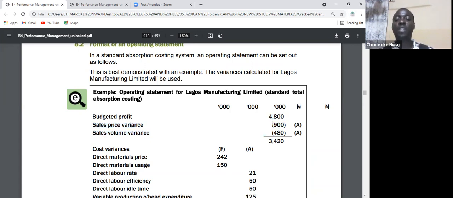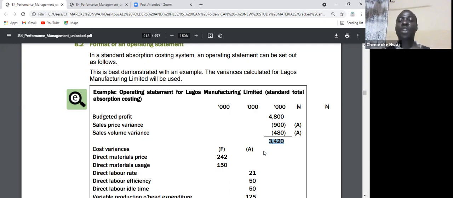So you see here now that this is our actual, the budgeted profit we had. This was the sales variance, price variance, 900,000. The volume variance we just solved, 480,000 adverse. So this brings down the budgeted profits to 3,420,000.